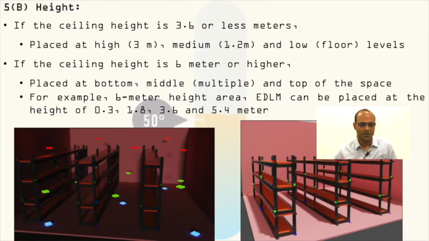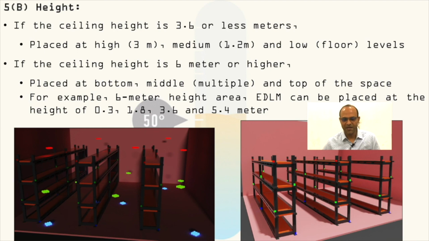Next important aspect is the height. For example, if the ceiling height is 3.6 meters or less, place at a height of 3 meters for high, 1.2 for medium, and low means at the floor level. If the ceiling height is 6 meters or more, place at the bottom, middle or at the top of the space. For example, for a 6 meter height area, EDLMs can be placed at heights of 0.3, 1.8, 3.6, 5.4 meters. So this is the criteria for placing the electronic data logging monitors.